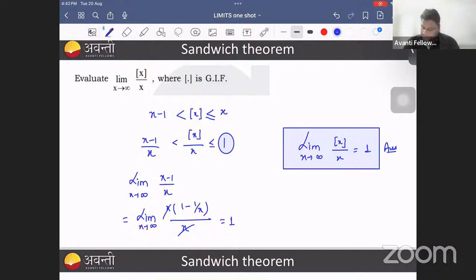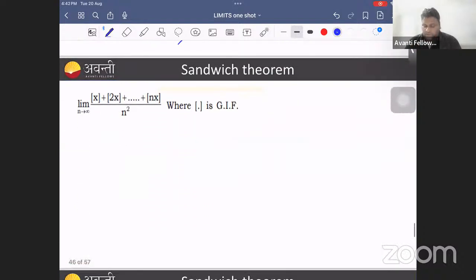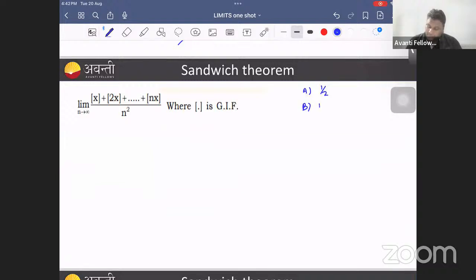Am I clear? Now one more question. This question can be done using sandwich theorem. It can also be done even without sandwich theorem. So you just try it once. Options I give you: 1 by 2, 1 by 3, 1 by 6, and D option is 2. All right. Try this question and mark your answer in the poll.